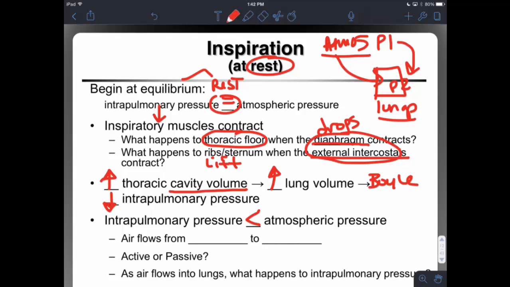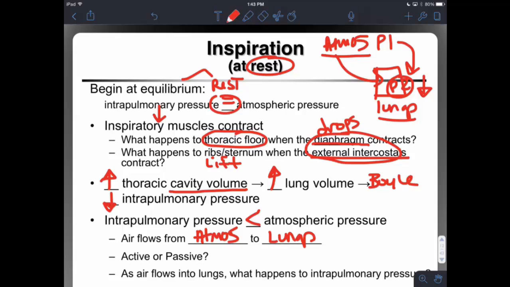So the lung pressure was P2, and if we drop P2, we're going to have a gradient between P1 and P2, because we didn't have a gradient before. And so P1 is going to be bigger than P2. Air is going to flow from the atmosphere into the lungs.